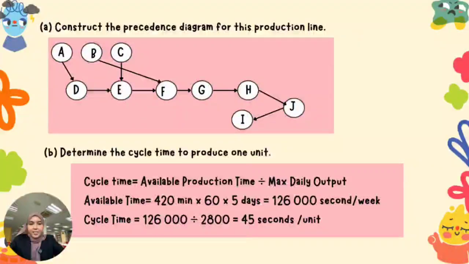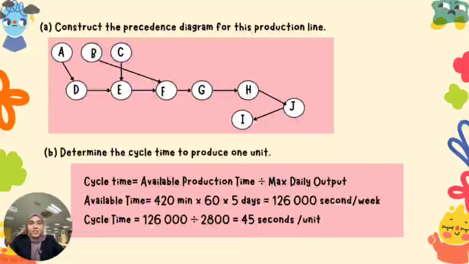Next is the precedence diagram. This diagram shows the correct sequence of each task. For example, task D starts after task A, while task E can only begin after both task C and task D are completed. This helps ensure the production process follows the correct order.